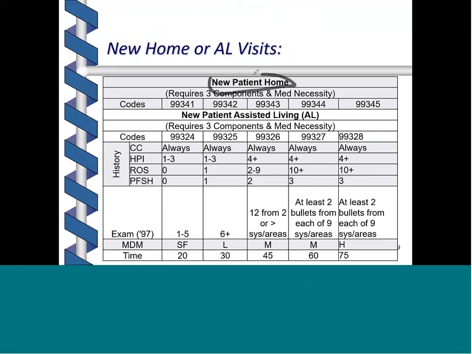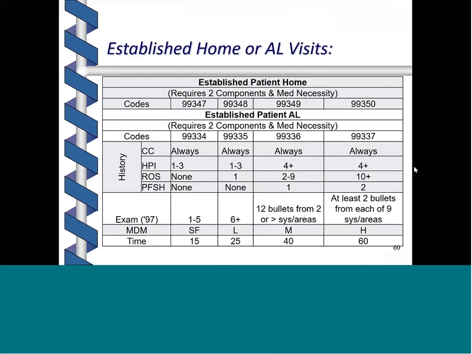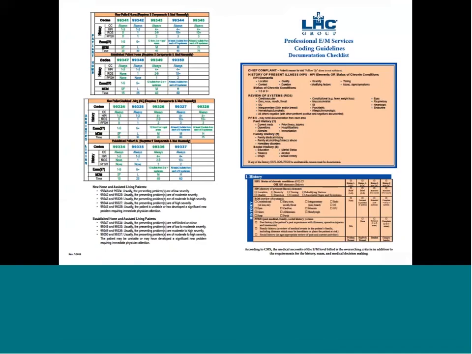So new patient home, new patient assisted living, there are the codes, and this tells you how many HPI, how many review of systems, how many past, family, social, what the exam level would be, and then the typical time associated with that. That time is only for counseling and coordinating care, which we're going to do additional in-servicing on. These are the established levels, patient home, and then the patient in assisted living, and what's required from that.